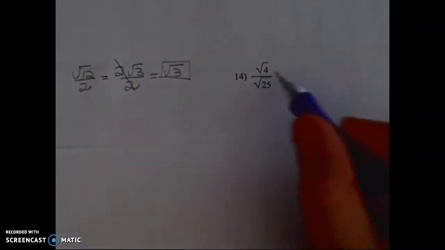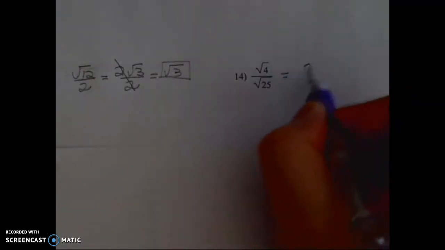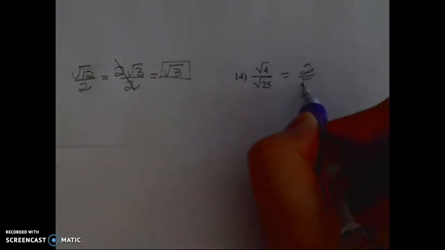Let's look at 14. Step 1, look for perfect squares. Oh my word, you guys, they're both perfect squares. Square root of 4 is 2. Square root of 25 is 5. Put a ring on it. Okay, here's a couple more. At any time, you can pause and rewind if you need to.